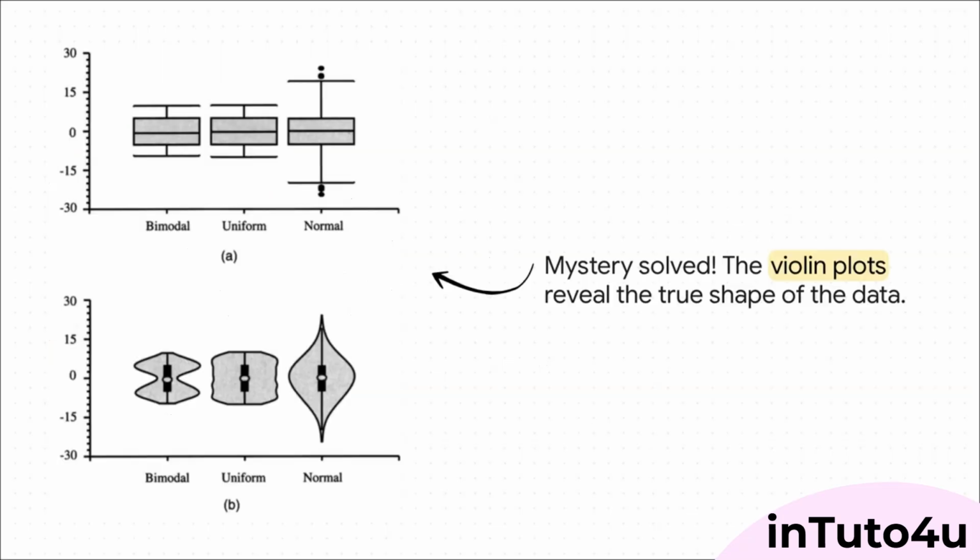And there it is. Remember that puzzle from the beginning? Solved. Look at what the violin plots show for those same 3 data sets. It's not even a question anymore. You can immediately see the 2 separate humps in the bimodal data, the flat, boxy shape of the uniform data, and that gentle curve of the normal distribution. The whole story is right there.